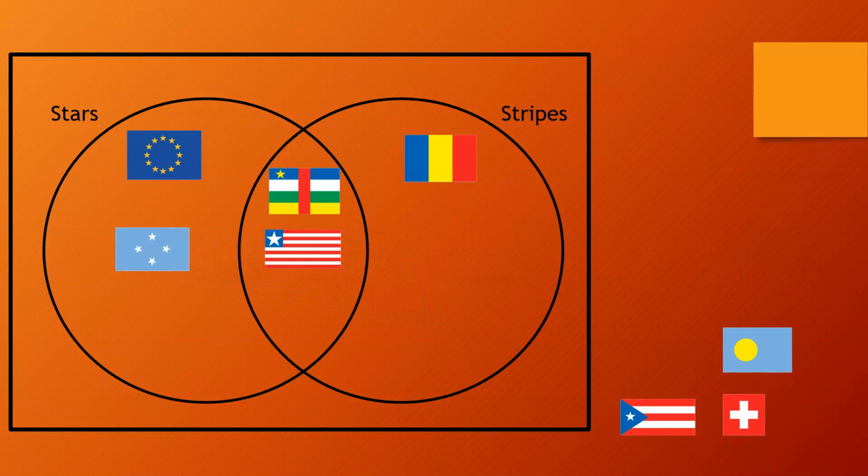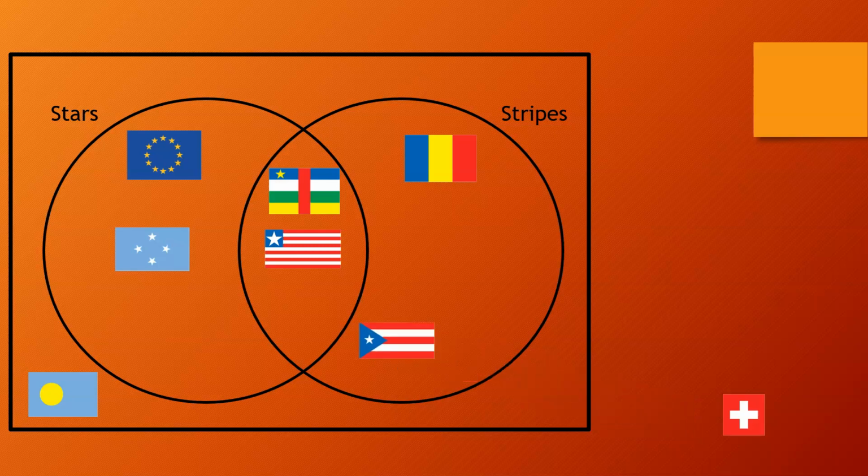If we get to a flag that doesn't have stars and it doesn't have stripes, then we're going to put that within the rectangle. It's still part of our universal set, but outside of the 2 circles because it doesn't have either of the attributes that we're looking for. And when we do that with all of the flags, we get a Venn diagram that looks like this.